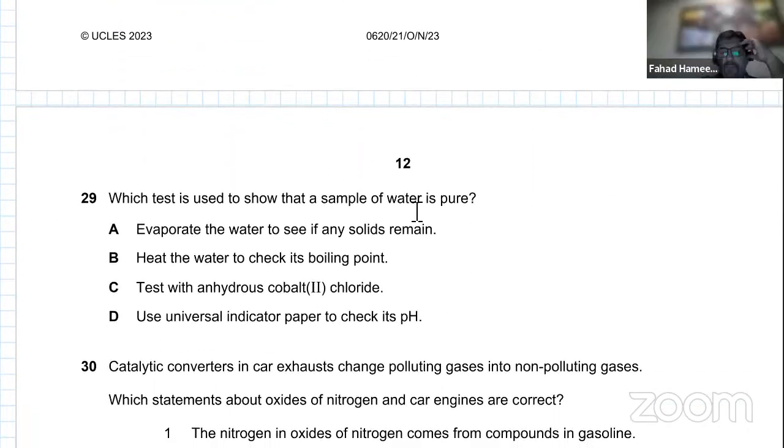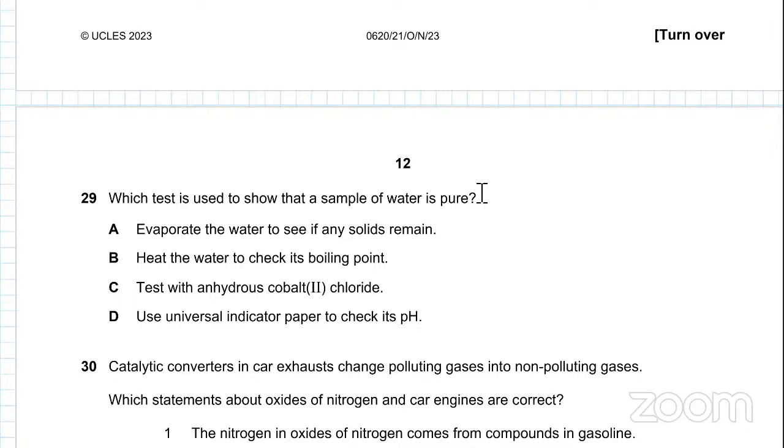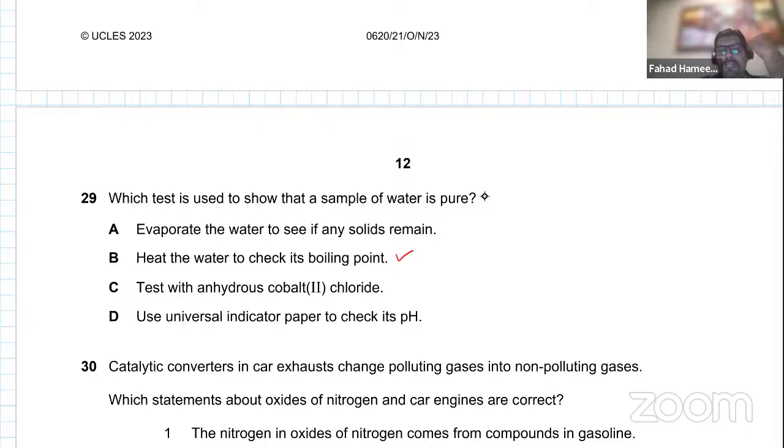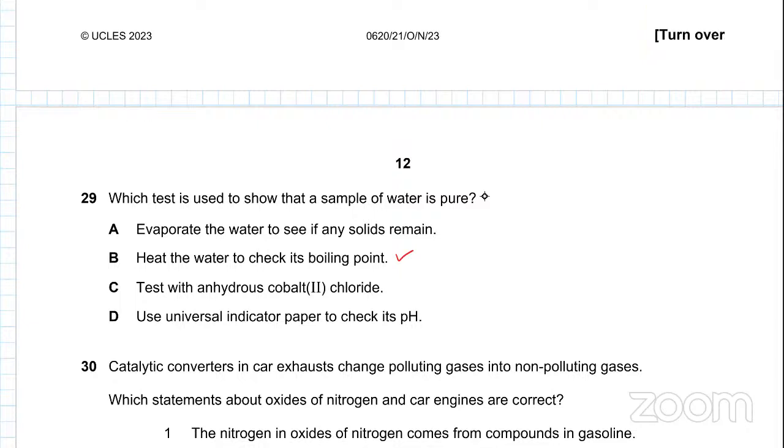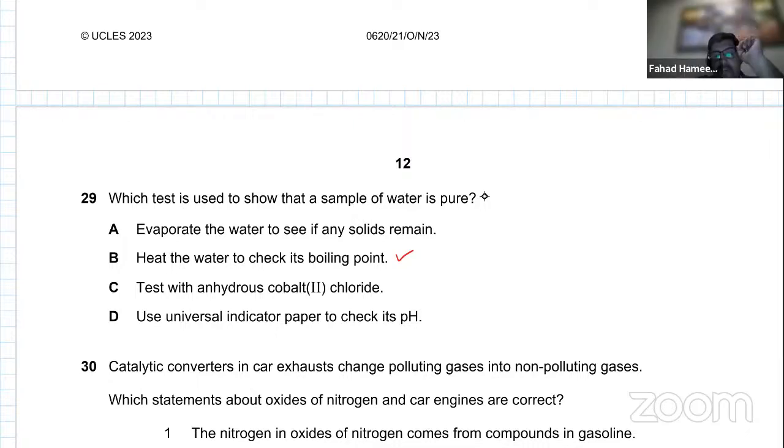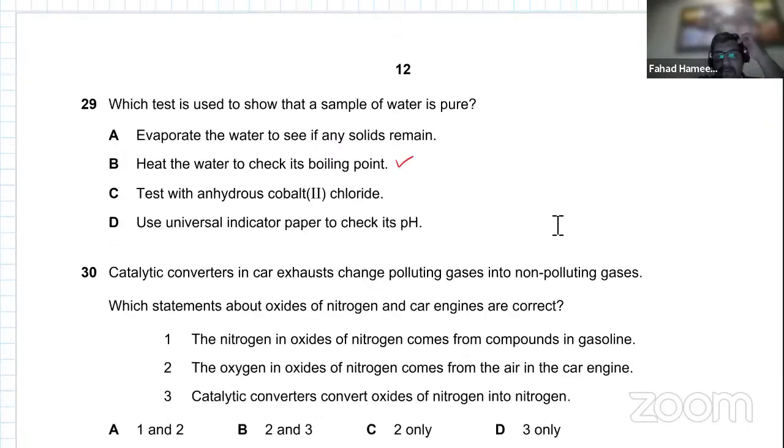Acha, which test is used to show that a sample of pure water is pure? Heat the water to check its boiling point. B. Okay. And what's the test for water in this one? C. C is the test for water. Boiling point is to check whether it's pure or not.